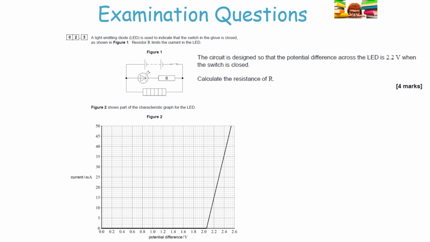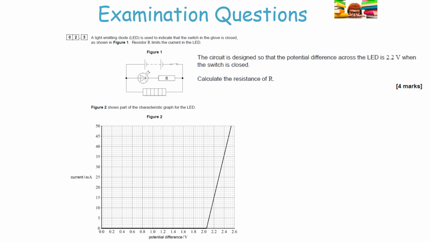So pause the video now, then unpause the video when you want to go through the answer. Right, so 4 marks, so we need to be using this graph. First you've got to work out what particular value of potential difference you want to use. It says it's going to be 2.2 volts from the question, because that's the potential difference across the LED. So you go up to your graph and look across, and at 2.2 volts, it's 15 milliamps. We don't work in milliamps, we work in amps, so we convert that into amps.